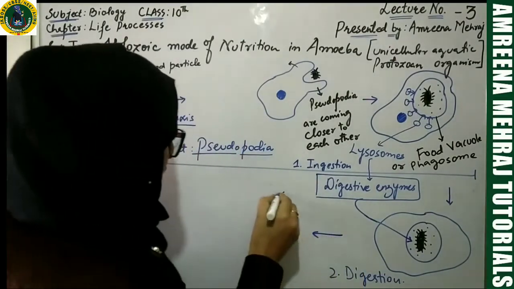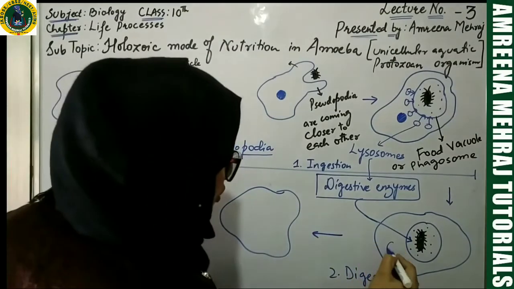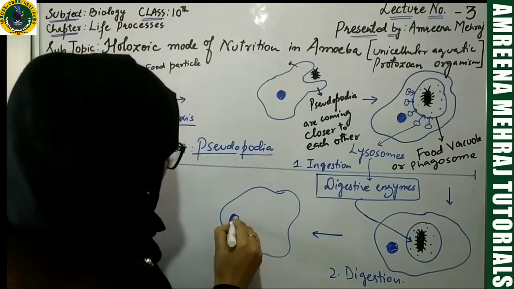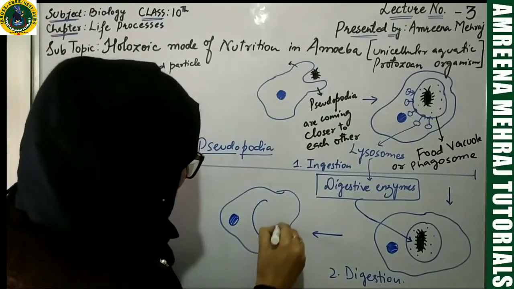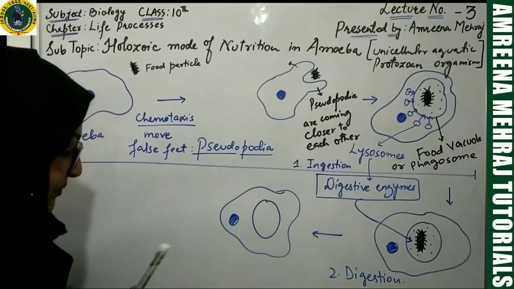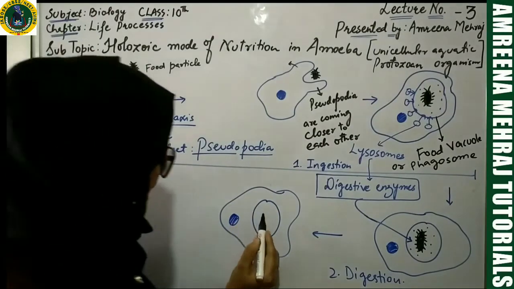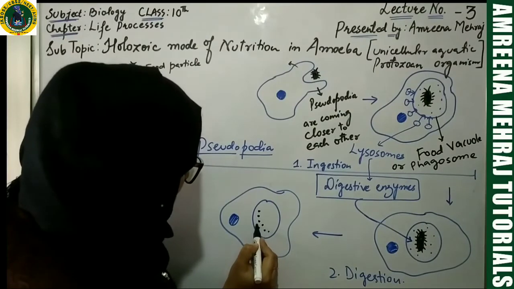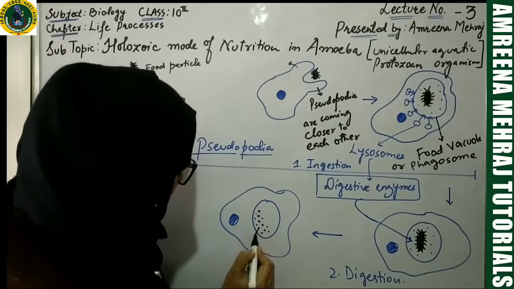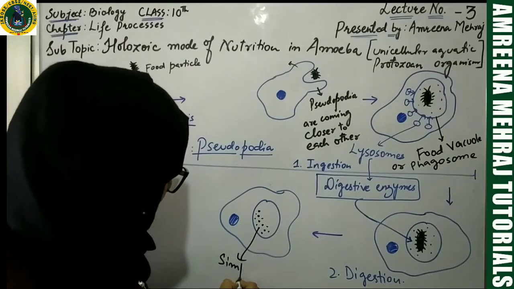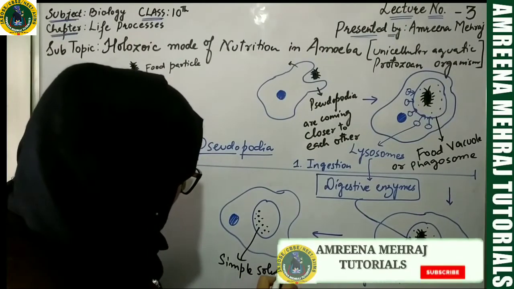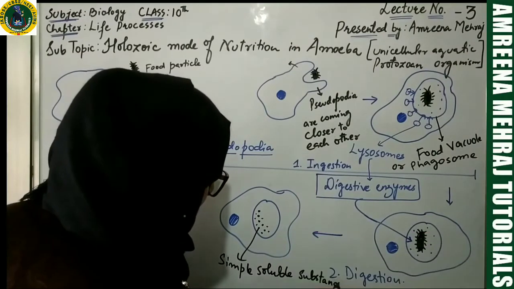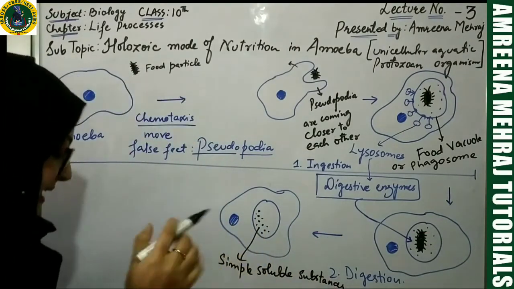I'll make a next arrow. Again this amoeba. Let me show the nucleus also over here. So this is the nucleus of the amoeba. You have the food vacuole. Let me now show you. Inside the food vacuole, now you have these dots. They now represent the simple soluble substances. That means, you know, okay? The sugars, amino acids, fatty acids.